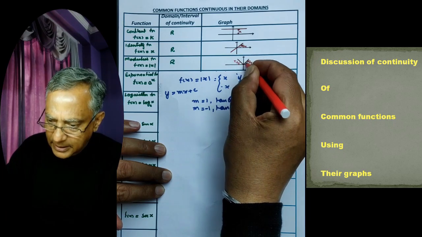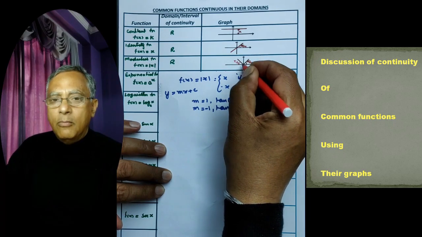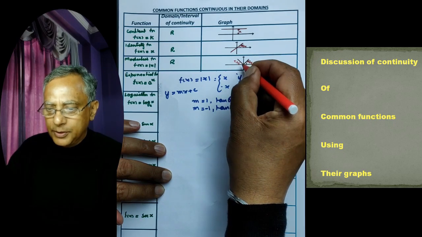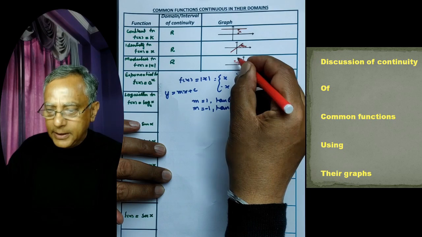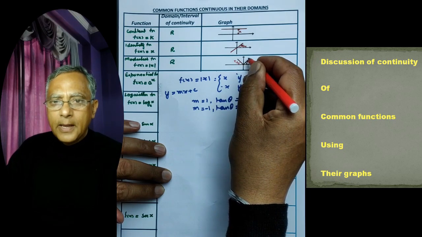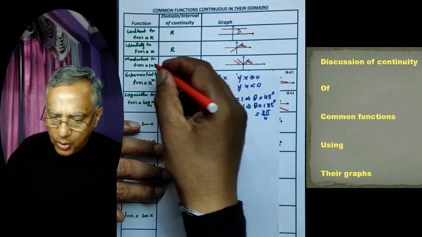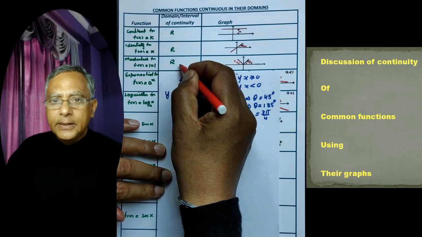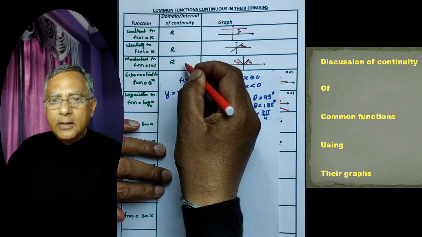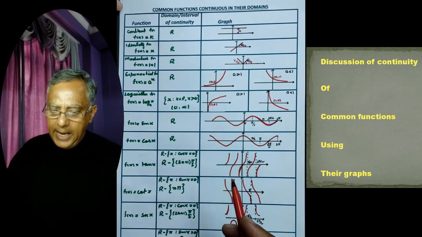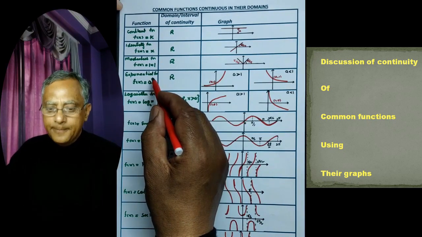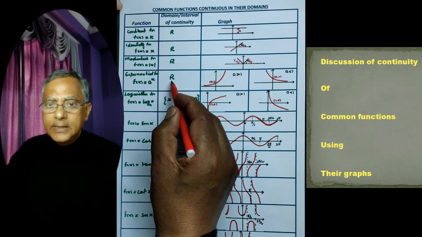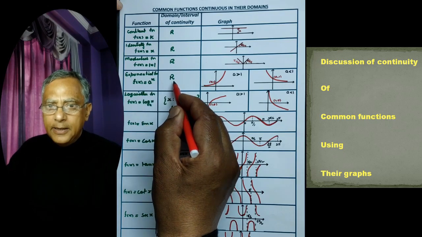So this is the graph of the modulus function. The modulus function has a V-shaped graph, and this graph is continuous everywhere. So this function is continuous throughout its domain. This function is everywhere continuous. Now next is the exponential function. f(x) is equal to a to the power x. This function is defined for all real numbers.